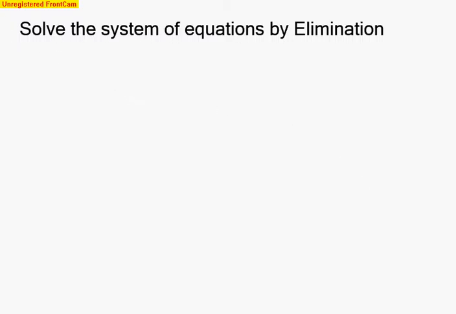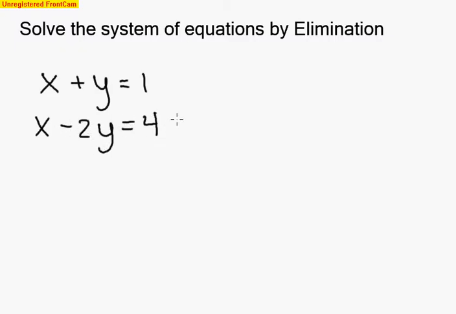Hello. In this video, we're going to solve the system of equations by elimination. To keep things consistent, we are going to use the same example that we did in substitution and in graphing. So, we're going to use x plus y equals 1, and x minus 2y equals 4. The elimination method means we are going to eliminate one of our variables and solve.